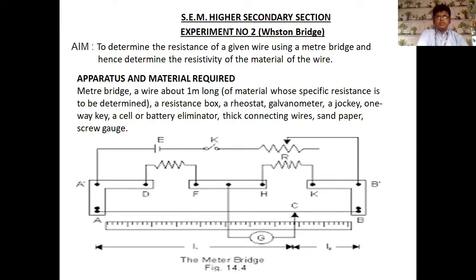For this practical we need some materials: a meter bridge, one galvanometer, three known R values, one wire, one R box, a rheostat, and one unknown R value. Then we need one simple key and the batteries.